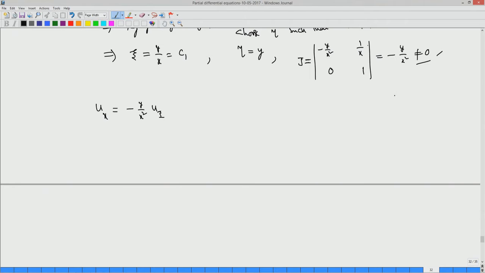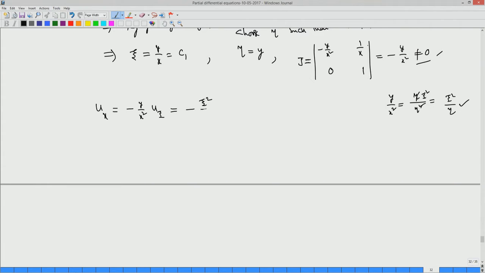So, what is my y by x square? You can write this with y equal to eta. I have to write it in terms of xi and eta. So, y is eta, x square is y square by xi square, and y is eta, so eta square by xi square. So, you simply get xi square by eta. Xi square by eta is my y by x square.